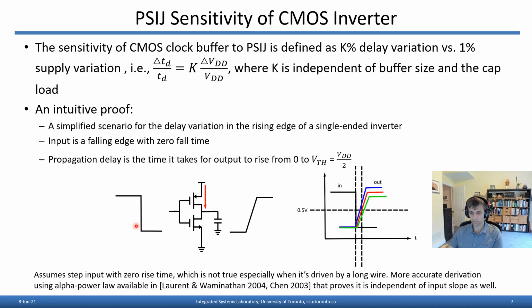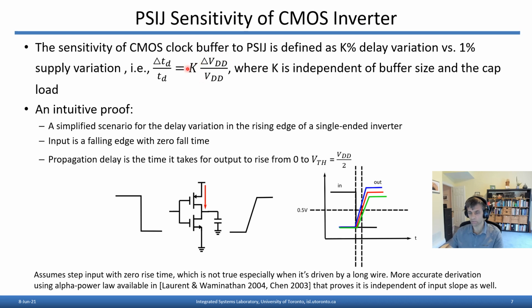Now, if we adopt a simple model of the delay through an inverter, where we consider a step input with zero rise fall time and consider the time it takes for that step input to propagate to the output, it can be shown, adopting some simplifications, that the sensitivity of the CMOS clock buffer to power supply noise is a constant percentage of delay variation for each percent of supply variation. You can write this analytically as shown here, where basically the fractional change in the gate delay is proportional to the fractional change in the supply voltage.